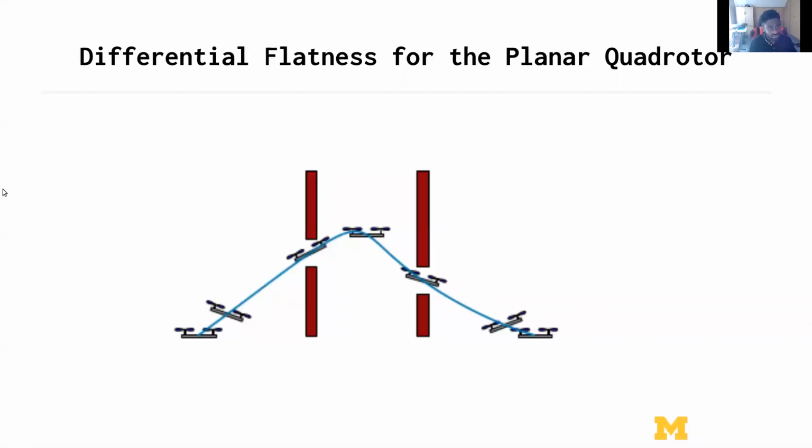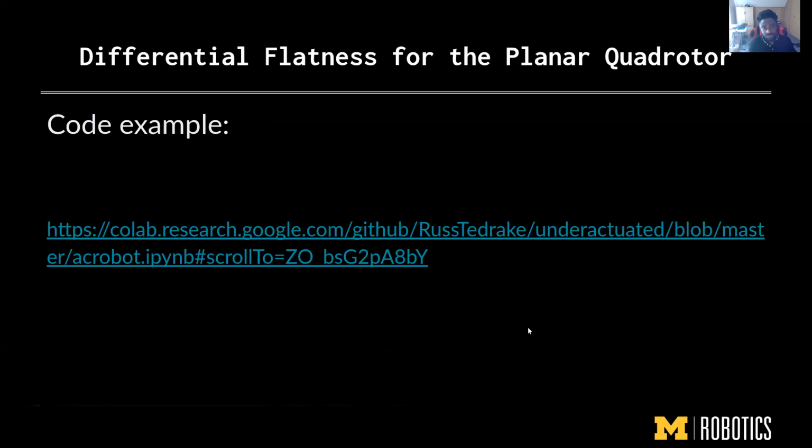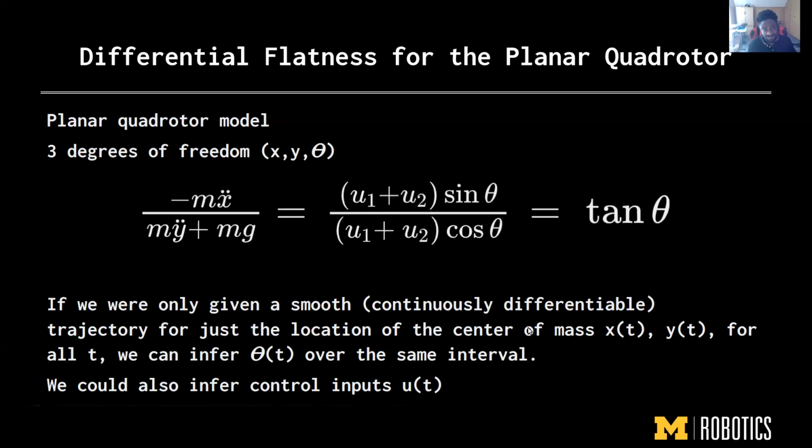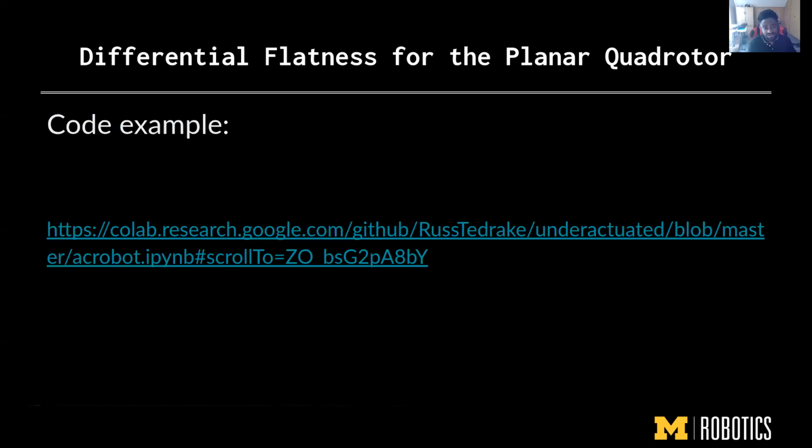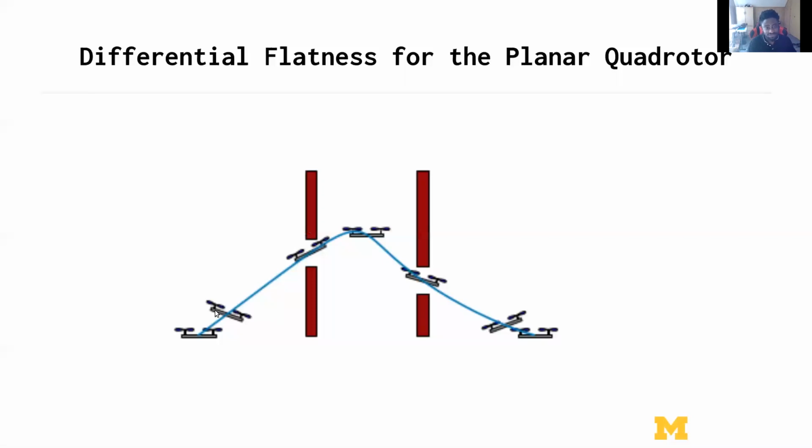So once you run the code that's on that link, you end up with this trajectory where, even though we only plan in terms of X and Y, because we use differential flatness, we can then infer the orientation of the quadrotor that can move through obstacles as well as moving in the X and Y directions. And so that's a 2D example.